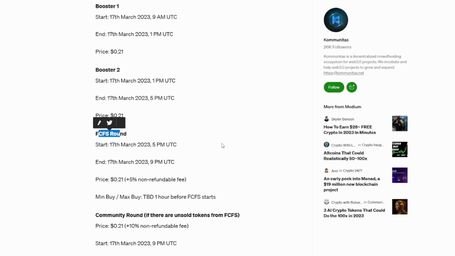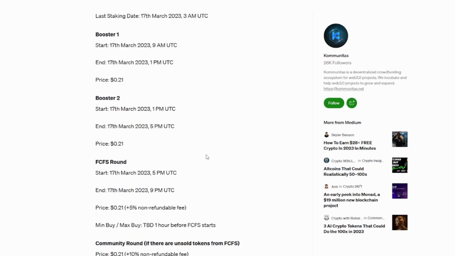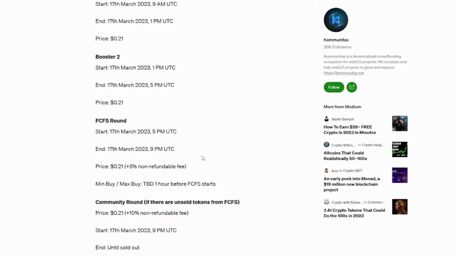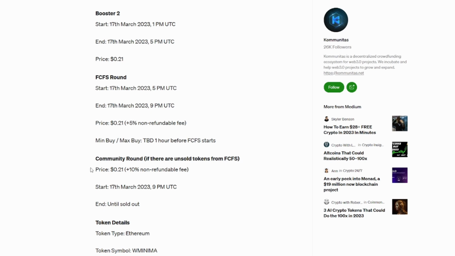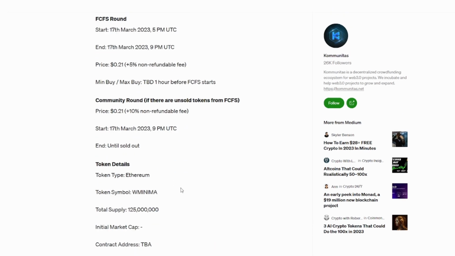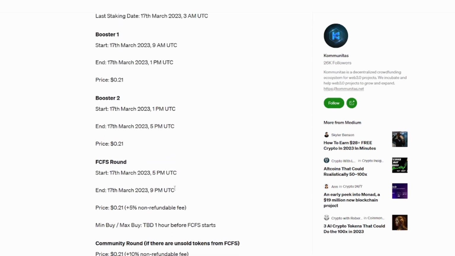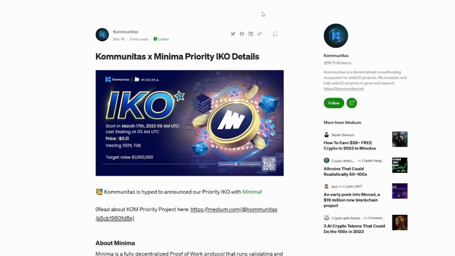However, FCFS round, the first come, first serve round to the public, is going to be something that a lot of you guys may want to jump into. And that's going to be at 21 cents, as well as the community round at 21 cents. So if you are looking to get involved, that 21 cent price point is looking pretty good right now.